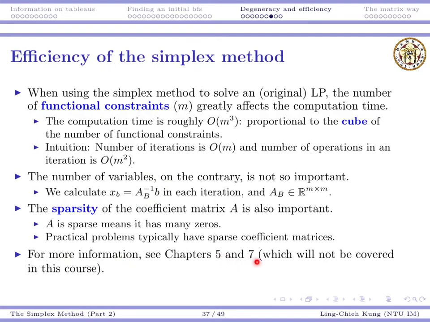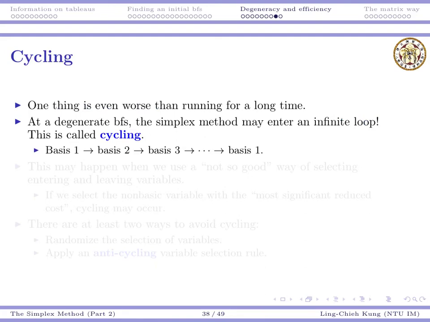So what we're mentioning here about efficiency, you just need to know those very basic concepts. We will not ask you to calculate anything that is specifically related to efficiency, okay? But you need to get some ideas about the concept. One last thing is that there's one terrible thing that is even worse than running for a long time. At a degenerate basic feasible solution, the simplex method may actually enter an infinite loop, which we call cycling. What does that mean?